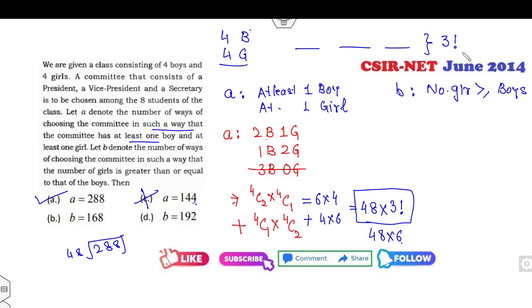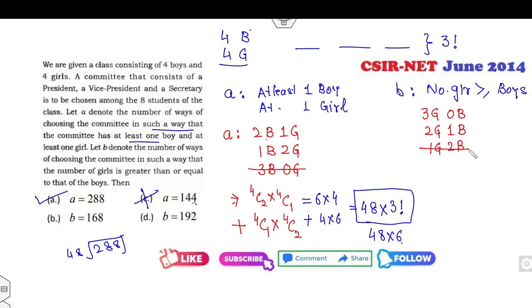Why multiply by 3 factorial? Because they are not given as an ordering. So that means how many possible choices? 3 factorial. Now, the number of girls is greater than the number of boys. So what are the possible cases? 3 girls 0 boys, 2 girls 1 boy.